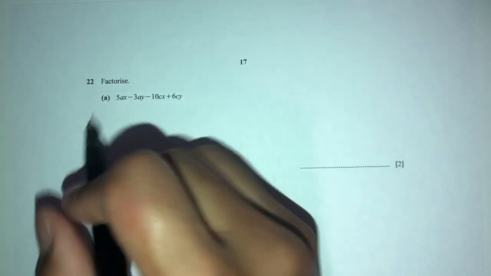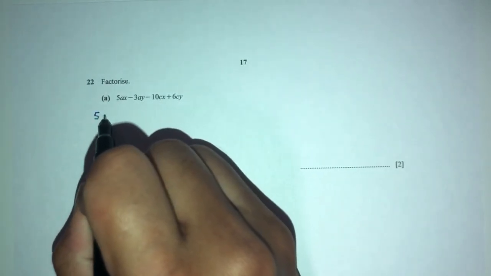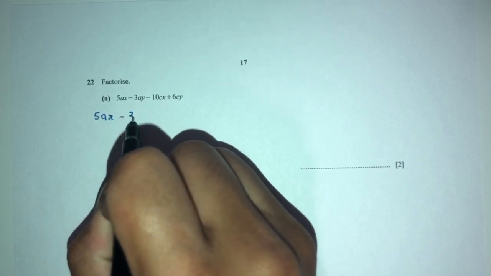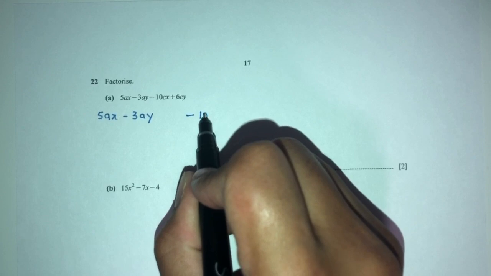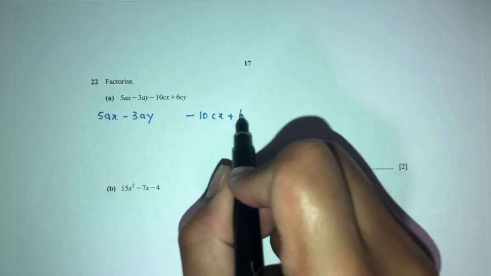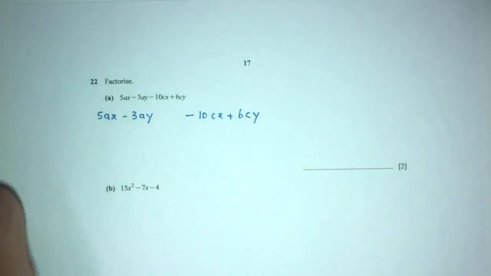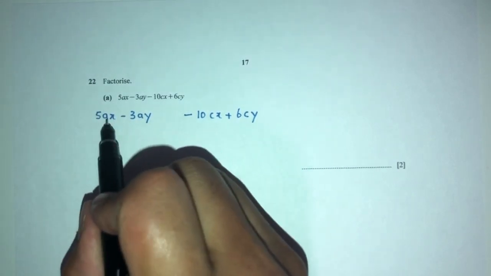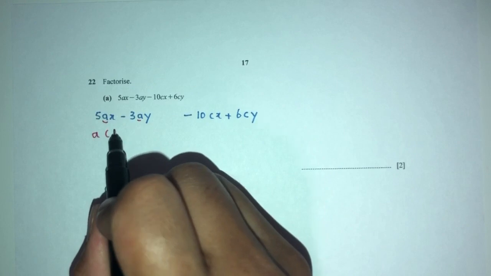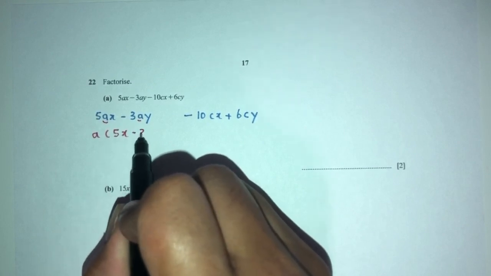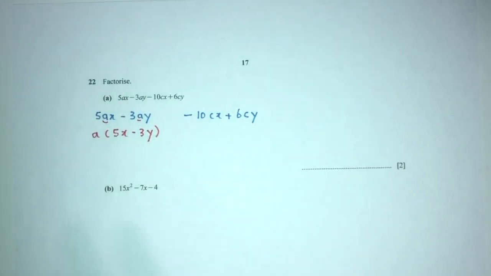So here we have to factorize this, so let's try our best. Let's first separate those two. I'll write 5ax minus 3ay. And here we have minus 10cx plus 6cy. So we will factorize a here because they are the same. So a will be outside, and you have 5x minus 3y remaining. If that makes sense, right?